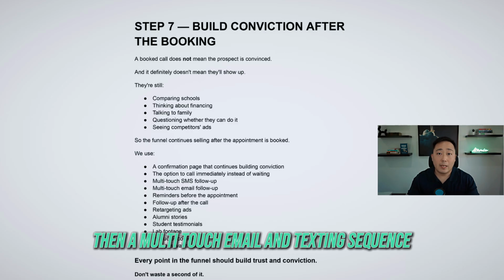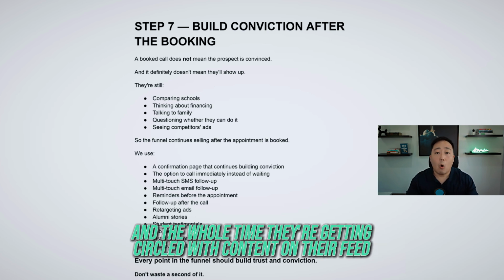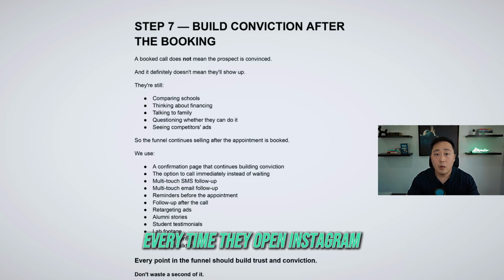Then a multi-touch email and texting sequence runs to hold conviction until the call happens and after it happens. And the whole time, they're getting circled with content on their feed: alumni, lab footage, walkthroughs, instructors. Every time they open Instagram, we're there.